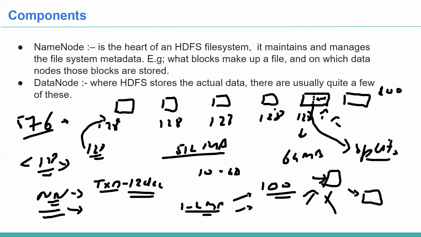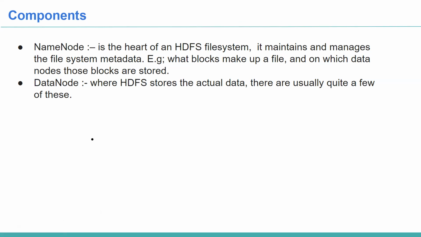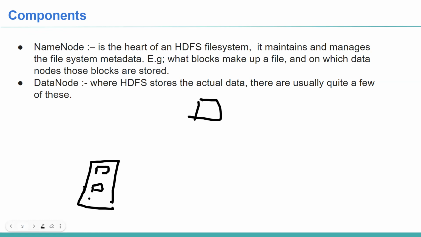Now, this is how data is organized in the name node. I have talked about the concept of rack. Now let's say I have a name node and I have rack 1. We have multiple nodes over here in rack 1. Similarly, we have multiple nodes in rack 2.